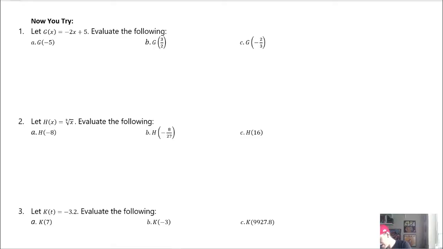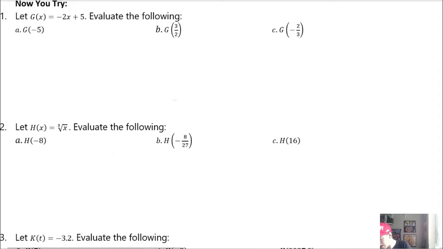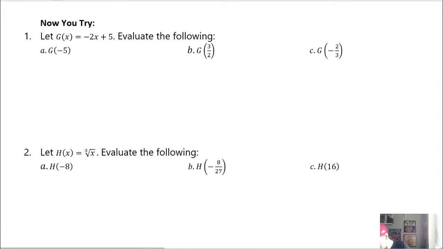My name's Noah Deere, and this video is going over the Now You Try problems for evaluating functions symbolically. And this is not going to be an explanation video. We're just going to jump in and run through the solutions. If you want a full explanation for how this works, please go back and watch the previous video.